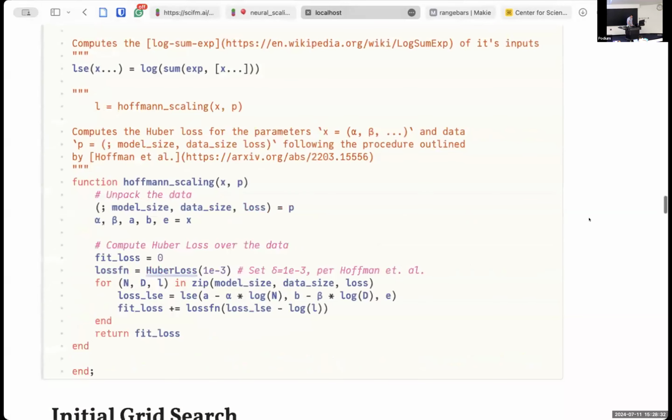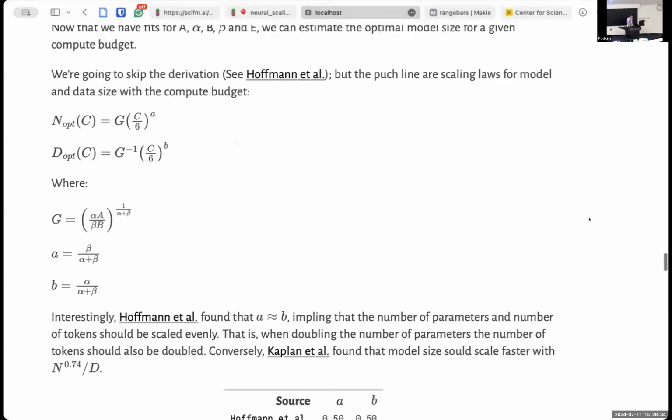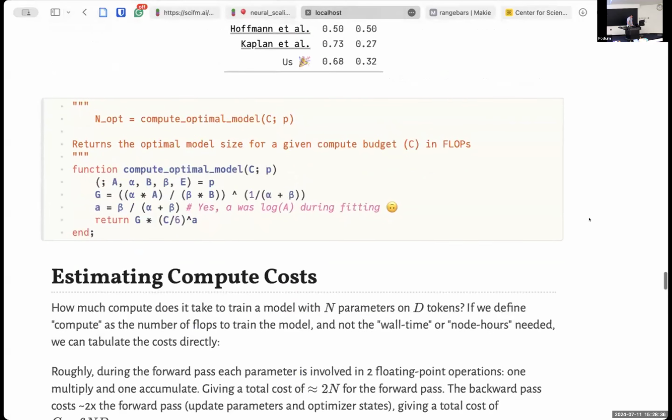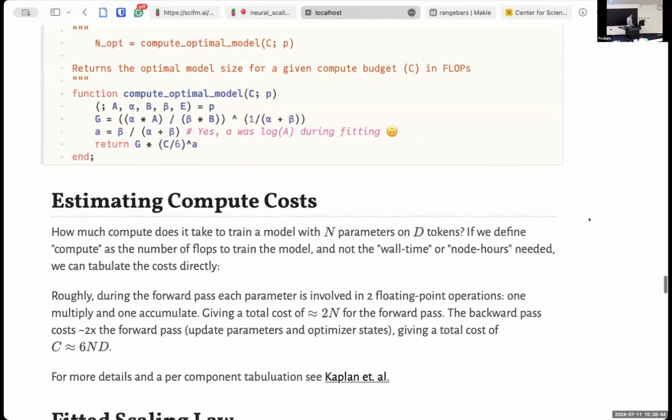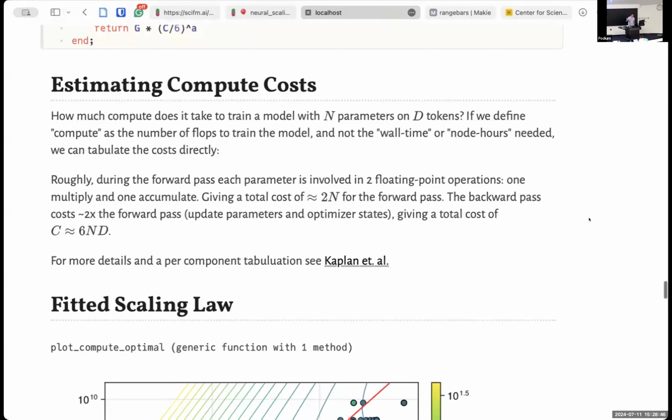Okay, so that's what we have. And this is how you do the actual calculation for finding what your compute optimal model size should be. But now, of course, we're going to take a step back here, which is: what is the compute cost?